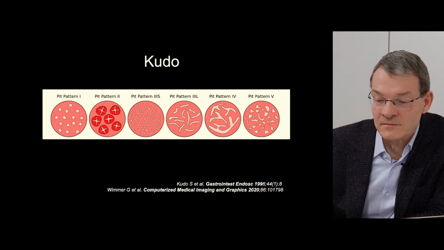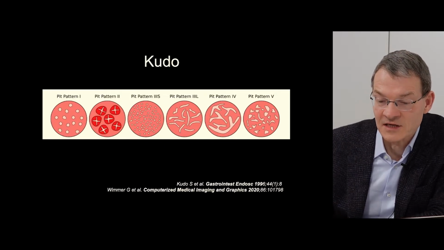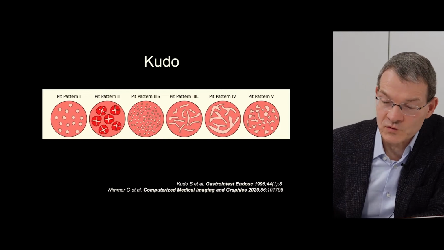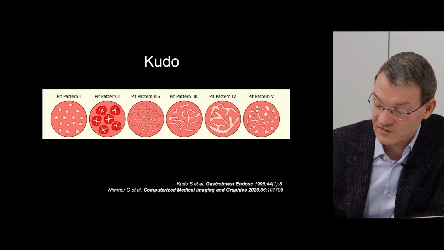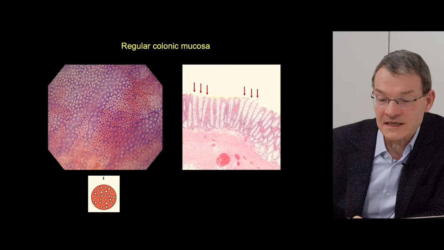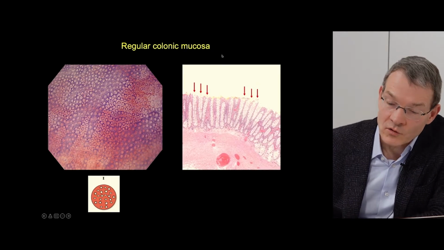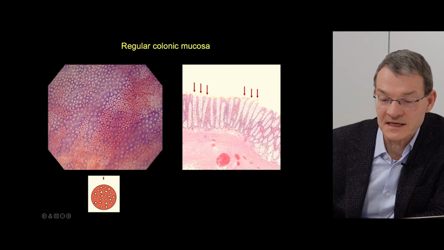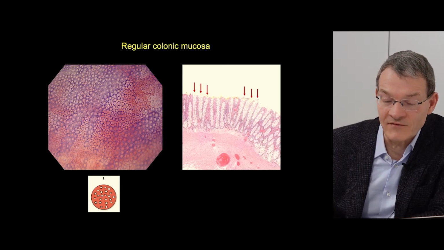So I think it's not that complicated to understand this classification. It's more complicated to actually visualize the surface pattern. And I would like to show you an example. This is regular colonic mucosa. So here we nicely stained with crystal violet.